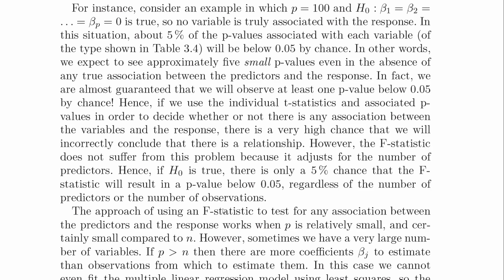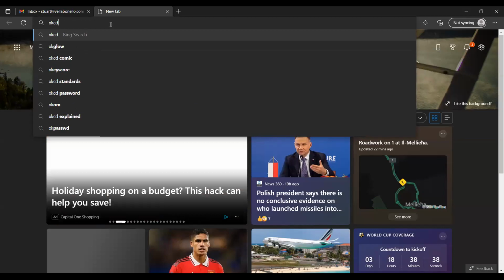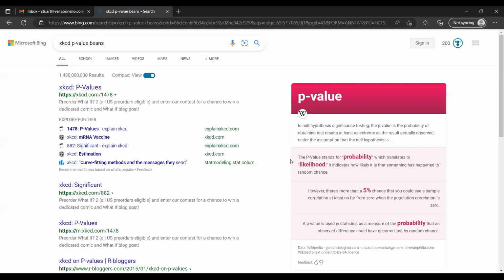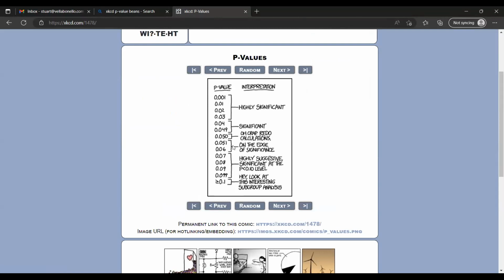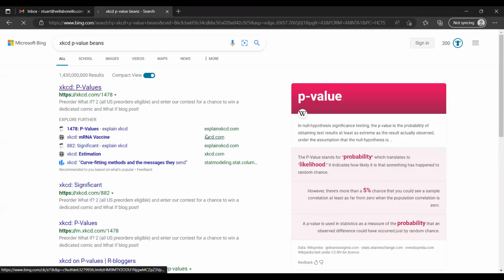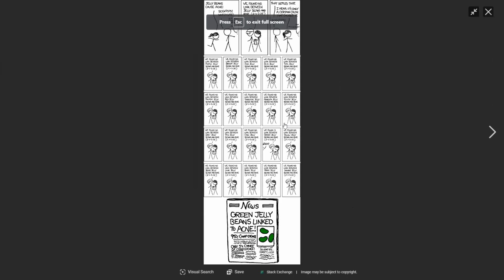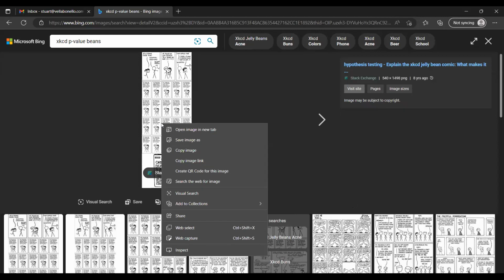And this reminds me of a comic. What's that comic? XKCD p-value. It has to do with beans. That's not the one. Let's go into images. Yeah, this is the one. Look. Hopefully, but I'd like to zoom. Can you open it in a new tab?